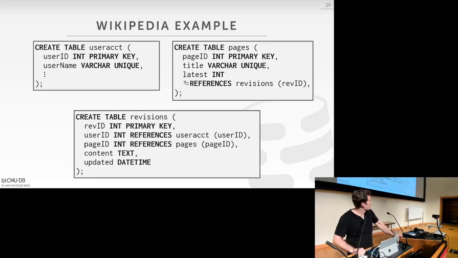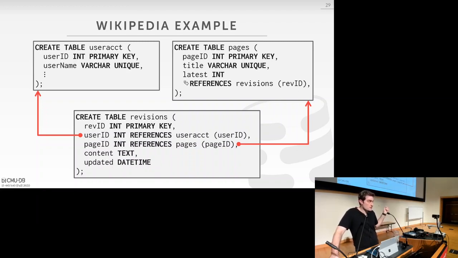Just as an example, we'll use this simplified version of the Wikipedia schema, cut down to 3 tables. Basically, you have a user account, which is the Wikipedia users. They have a user ID and a name. You have the different pages, which store the Wikipedia data. And then you have a revision history, which says which edits or revisions were made by which users to which pages. So those are the 2 references there.